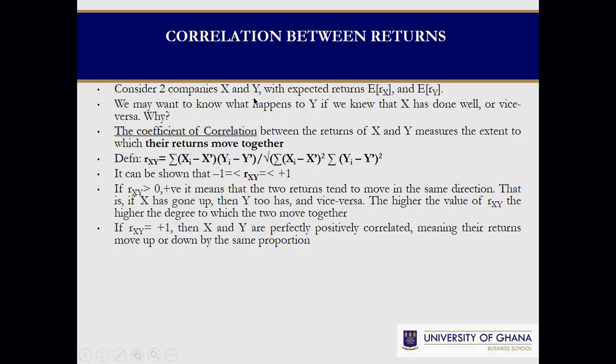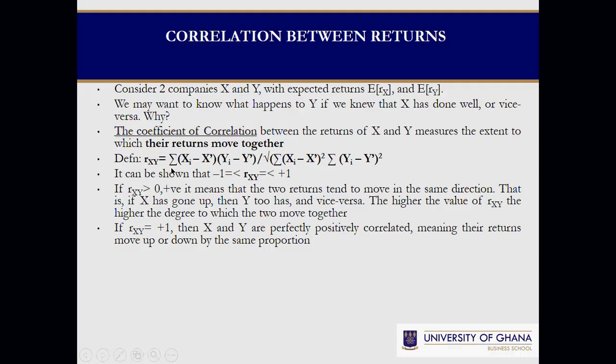So now consider two companies, X and Y, with expected return. Now we know how to solve for expected return, right? So with expected return, it is Rx and Ry. Expected return of X and expected return of Y. We may want to know what happens to Y if we knew that X has done well, or vice versa. That's what we term as the correlation. Right? What will happen to X when something also happens to Y? So the coefficient of correlation between the returns of X and Y measures the extent to which their returns move together.